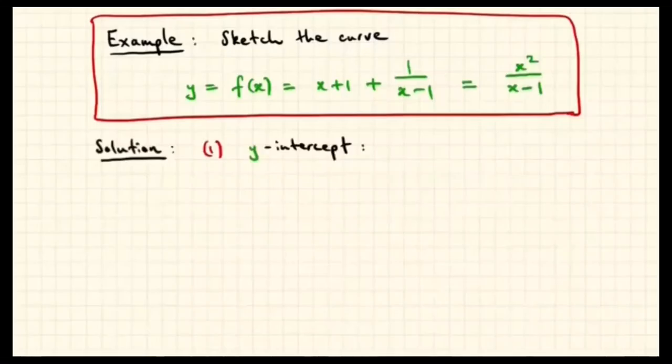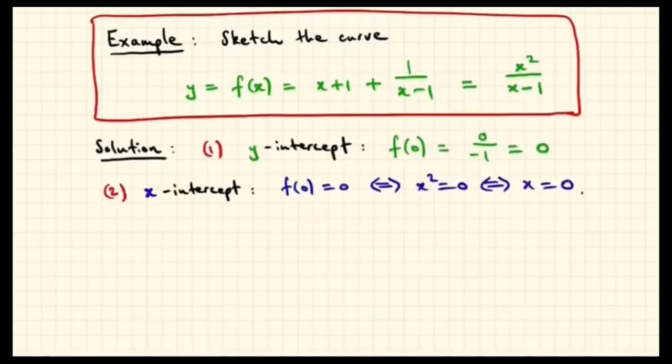Let's work through the checklist for sketching the curve with this variation. After a bit of algebraic manipulation, the rule becomes x squared over x minus 1. The y-intercept now is 0. And we quickly see there's exactly one x-intercept, which is also 0.